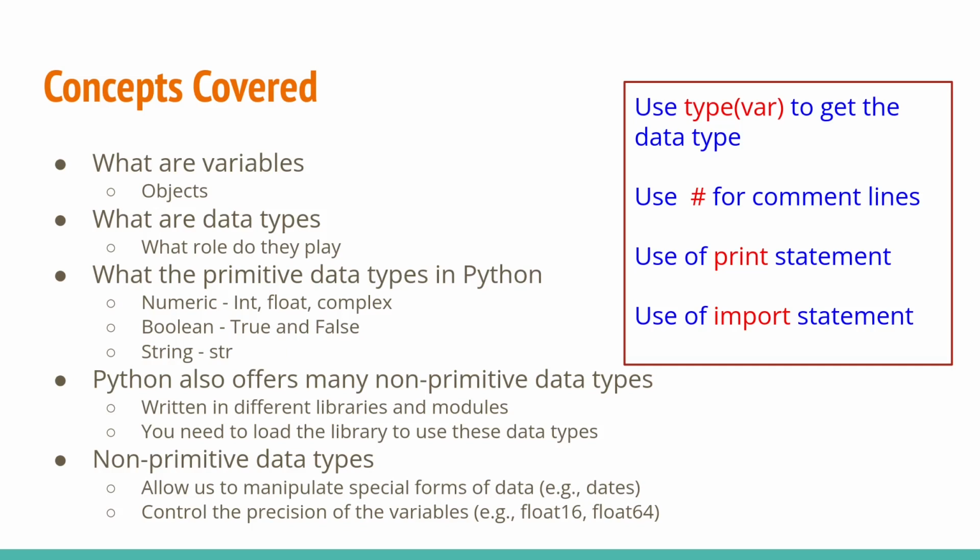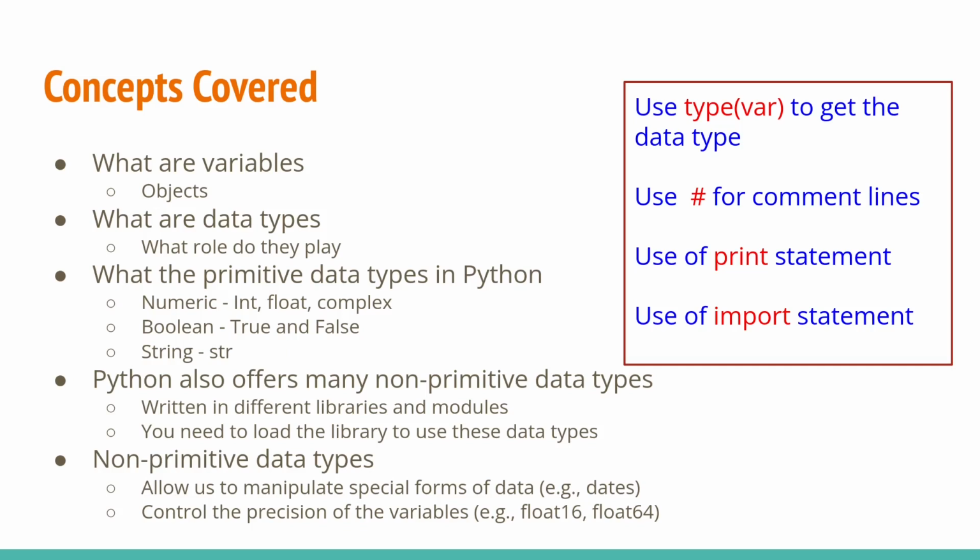We talked about 5 different primitive data types in Python: int, float, complex, Boolean, string. And we also looked at a couple of non-primitive data types, particularly from the datetime module, and then float16, float32, and float64 from NumPy. Of course, if you want access to these non-primitive data types, you have to load the right libraries, and you can do that using an alias to help yourself reduce typing.